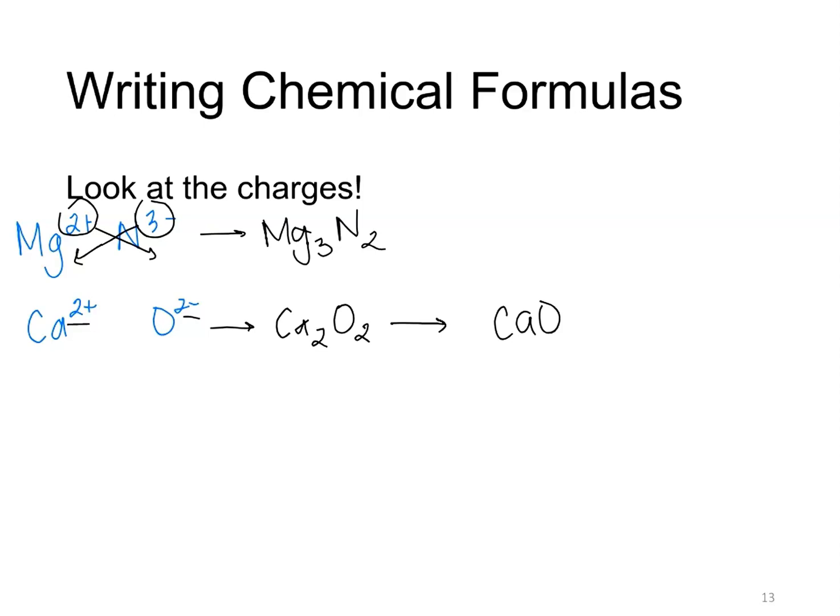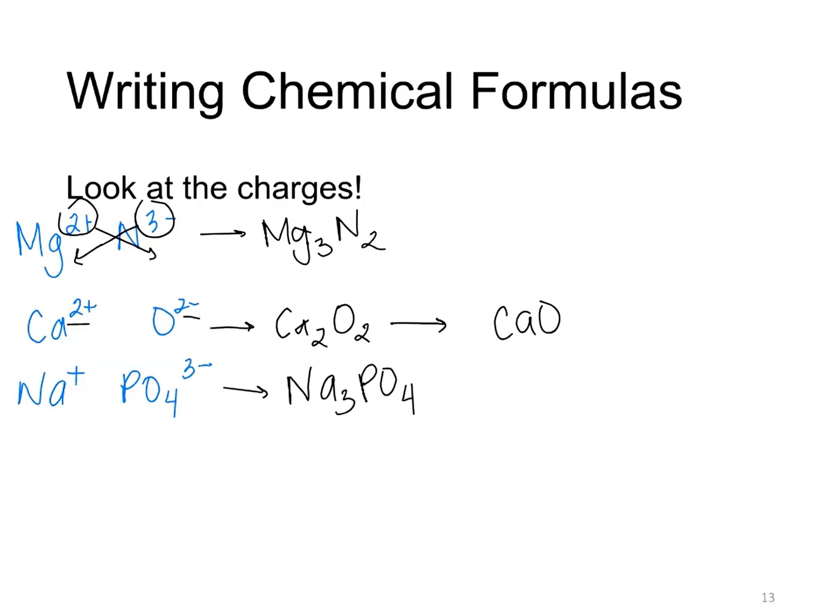Now let's look at what if we have a polyatomic ion. So let's say we have sodium with phosphate. Sodium is a positive charge. Phosphate is one of the polyatomic ions that you should have memorized as PO4 3-. So we do our cross, and we would end up with Na3PO4.